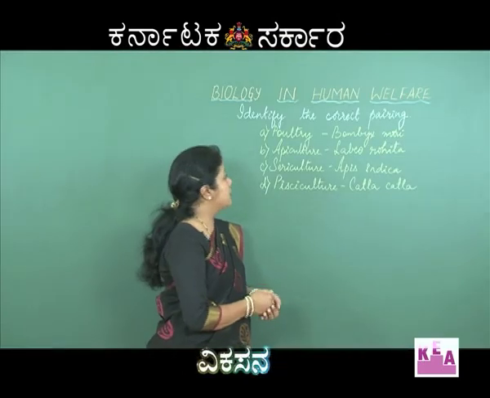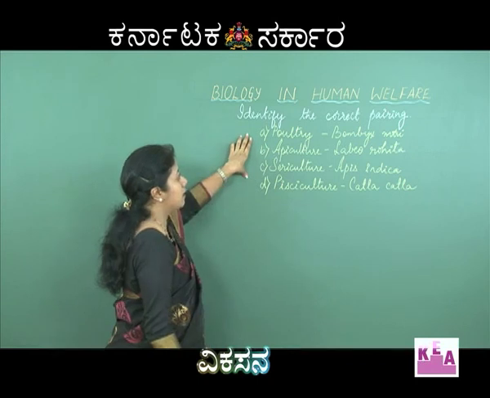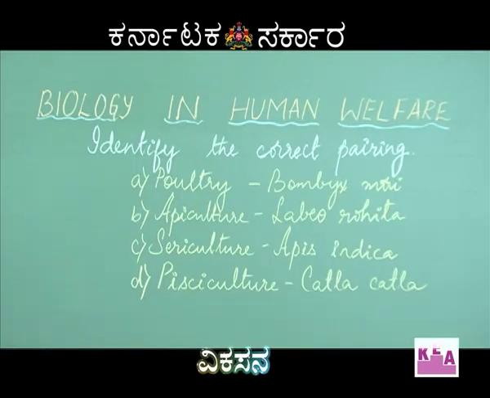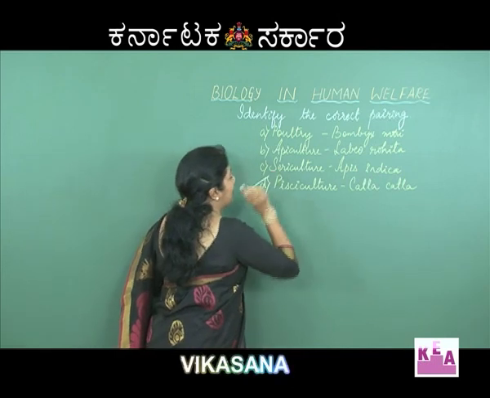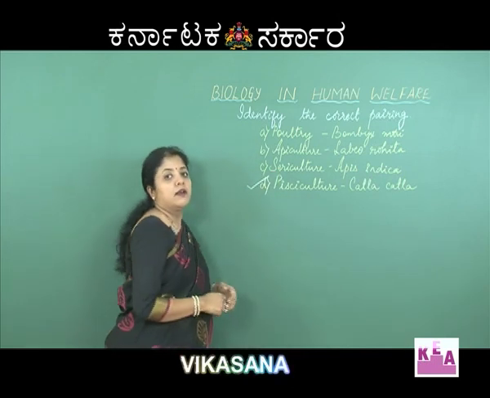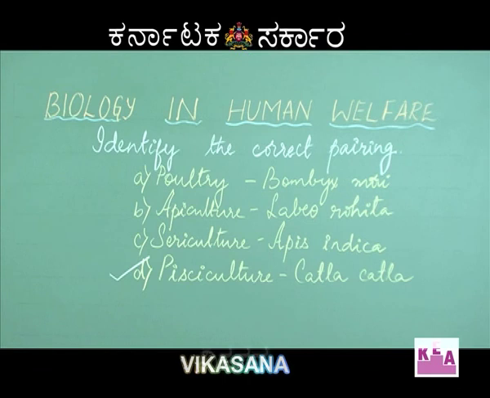So, when you look into these pairings, poultry and Bombyx mori cannot be the right pairing. Apiculture and Labeo rohita cannot be the right pairing. Sericulture and Apis indica cannot be the right pairing. The right pairing here is pisciculture and Catla catla. So, hence option D is the right answer in this particular question.